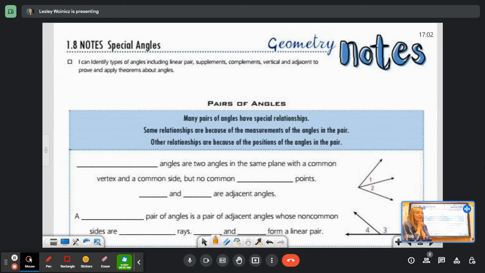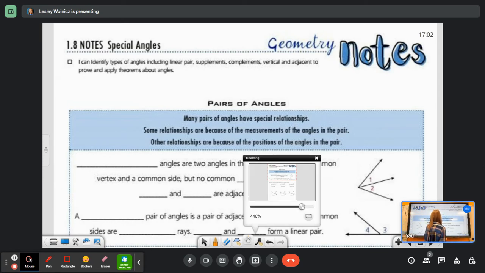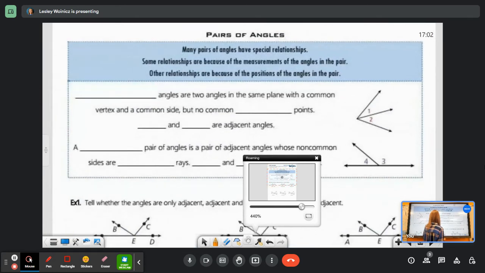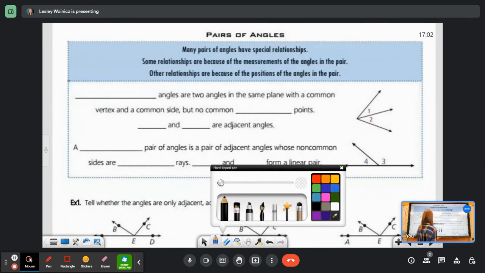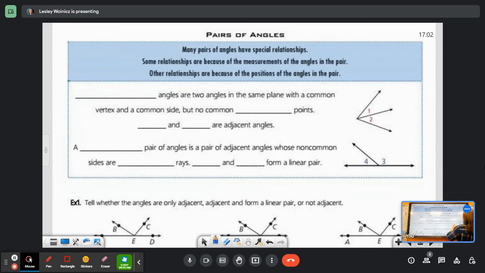Today we're going to talk about special angles. So many pairs of angles have special relationships. Some relationships happen because of the measurements of the angles in the pair, and other relationships happen because of the positions of the angles in the pair. So, looking at some examples, the first pair is called adjacent angles.